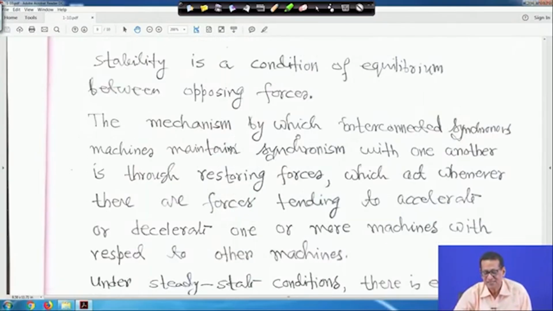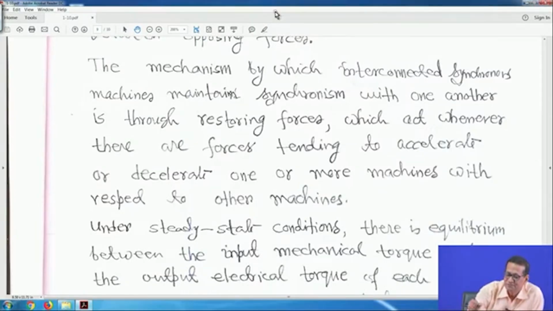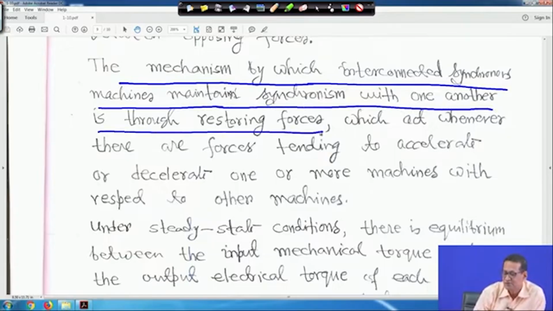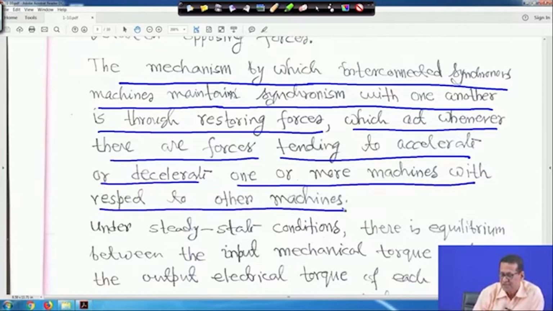The mechanism by which interconnected synchronous machines maintain synchronism with one another is through restoring forces, which act whenever there are forces tending to accelerate or decelerate one or more machines with respect to other machines, because all machines are swinging in unison.